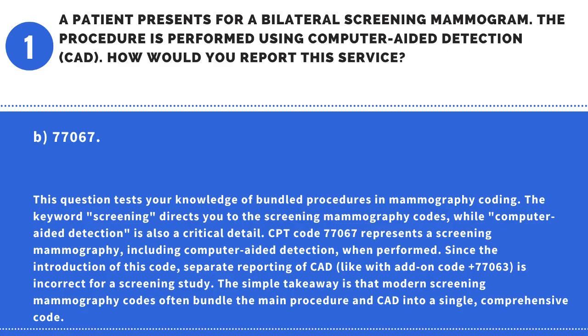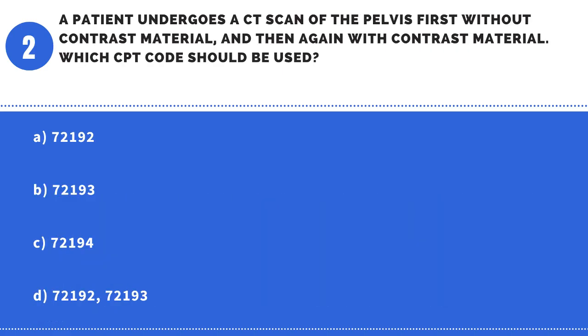Question 2. A patient undergoes a CT scan of the pelvis first without contrast material, and then again with contrast material. Which CPT code should be used? A. 72192. B. 72193. C. 72194. D. 72192, 72193.